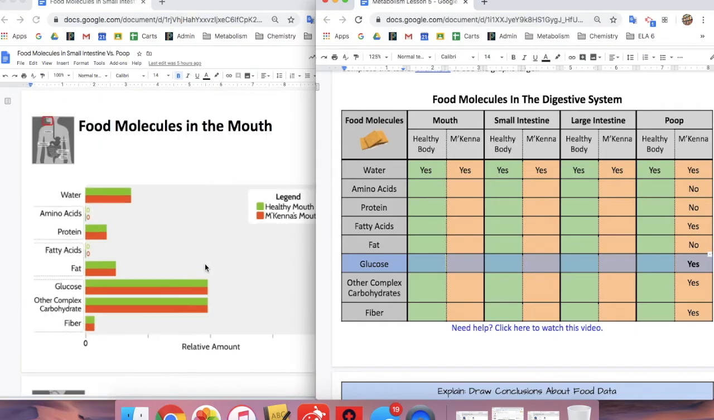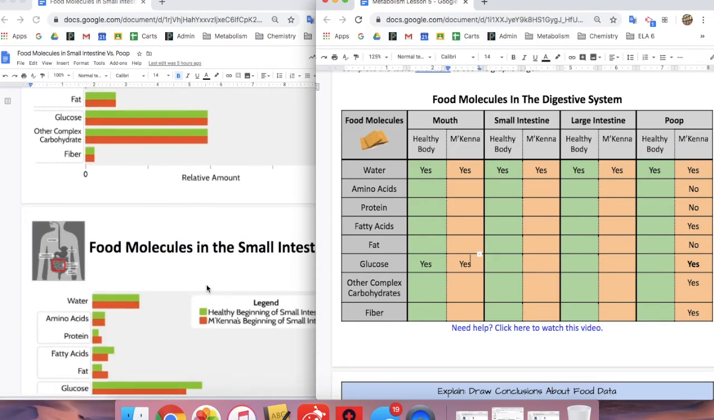I'm going to scroll up to start at her mouth. Look at the graph. After a healthy person eats a graham cracker, do they have glucose molecules? After McKenna eats a graham cracker, does she have glucose molecules? Yes, they both have glucose, and it's exactly the same amount. Let's move on to the small intestine.